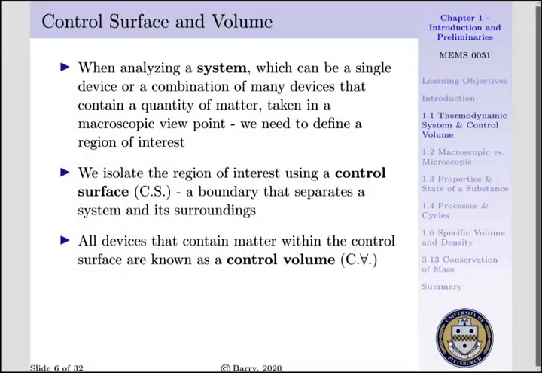Let us begin by talking about control surfaces and volumes. When we're analyzing a system, which can be a single device or a combination of many devices that contain a quantity of matter taken in a macroscopic viewpoint, we need to define our region of interest. To define our region of interest, we construct a control surface, abbreviated CS. A control surface is an imaginary boundary that separates our system from its surroundings. All devices that contain matter within our control surface are known as a control volume, CV.